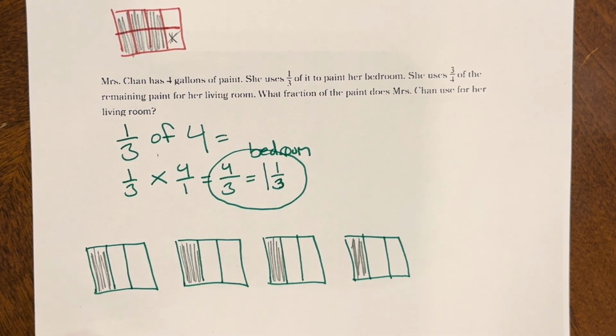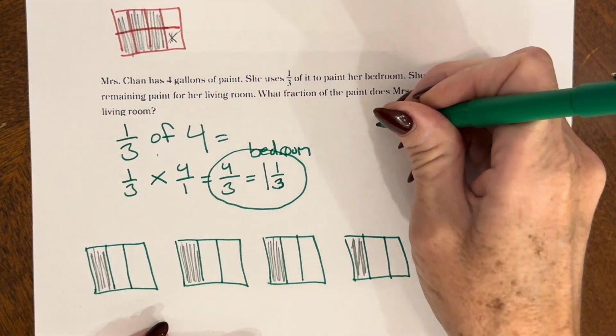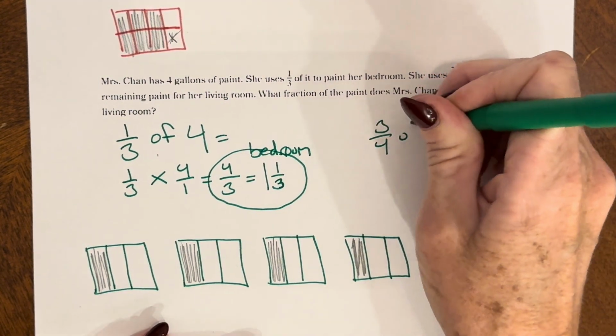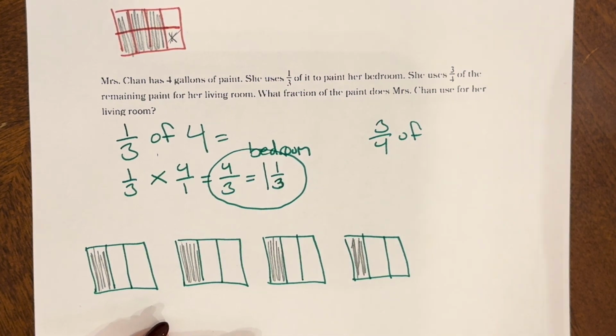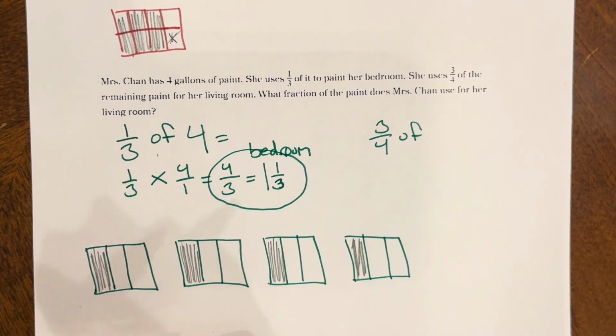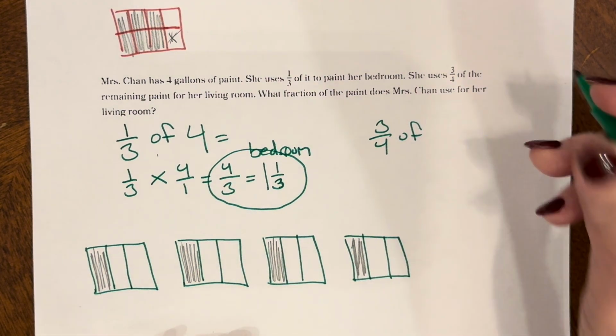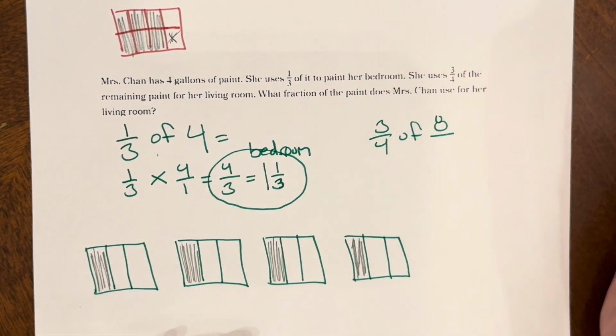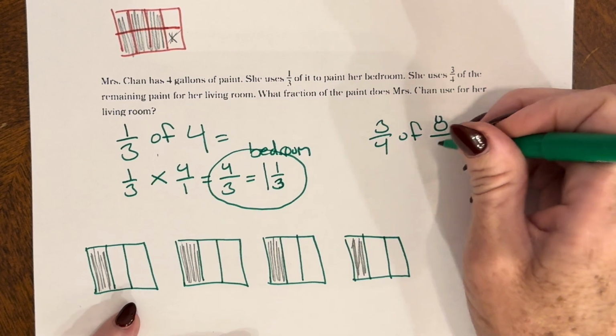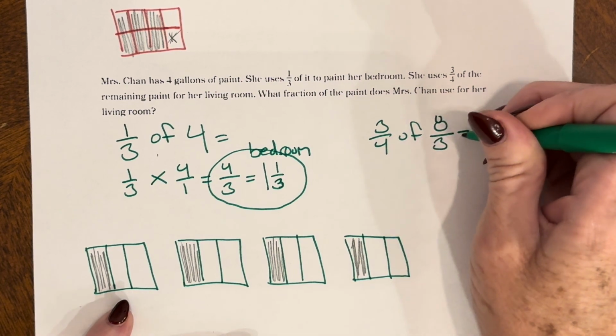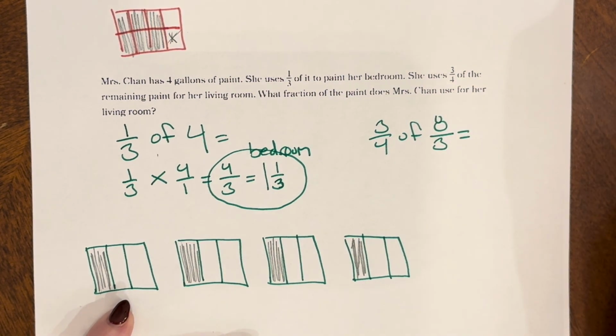Okay, so what does the problem now say? She's going to use 3/4 of the remaining paint for her living room. So she's going to use 3/4 of what's left or remaining for her living room. So how much is left? 1, 2, 3, 4, 5, 6, 7, 8. She has 8 pieces and they're each 1/3 big left. That's how much she has left.